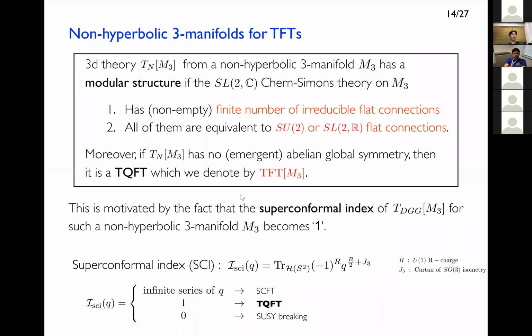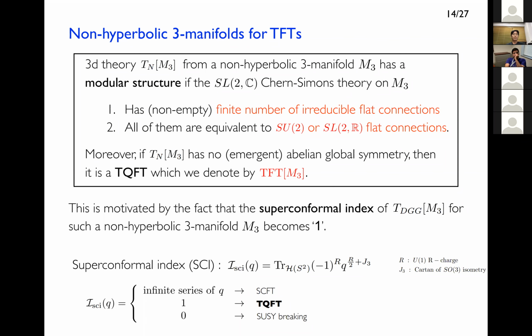So our claim is the following. We can consider a 3D theory, T of M3, from a non-hyperbolic Seifert manifold M3, and we claim it has a modular structure if the SL(2,C) Chern-Simons theory living on M3 satisfies the following two conditions. First, it has a non-empty but finite number of irreducible flat connections. And second, all such irreducible flat connections are gauge equivalent to SU(2) or SL(2,R) flat connections. I'll explain what irreducible flat connection means in a few minutes.